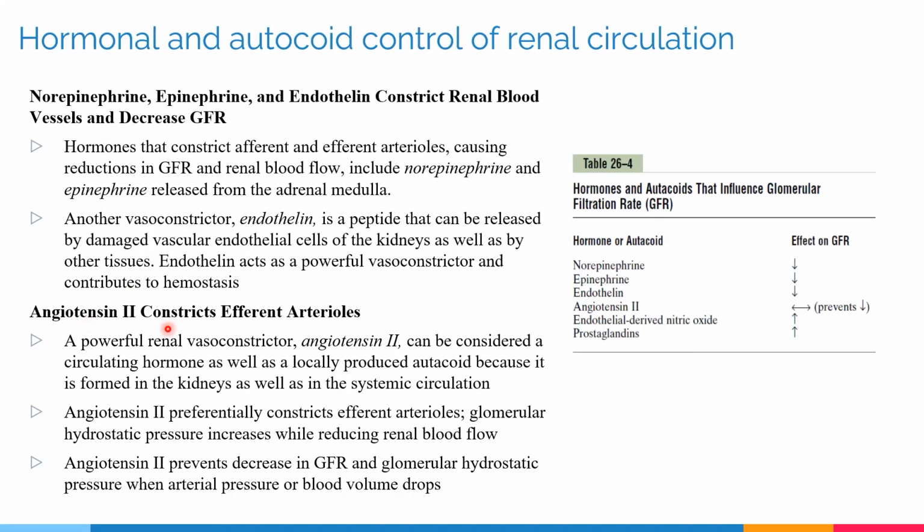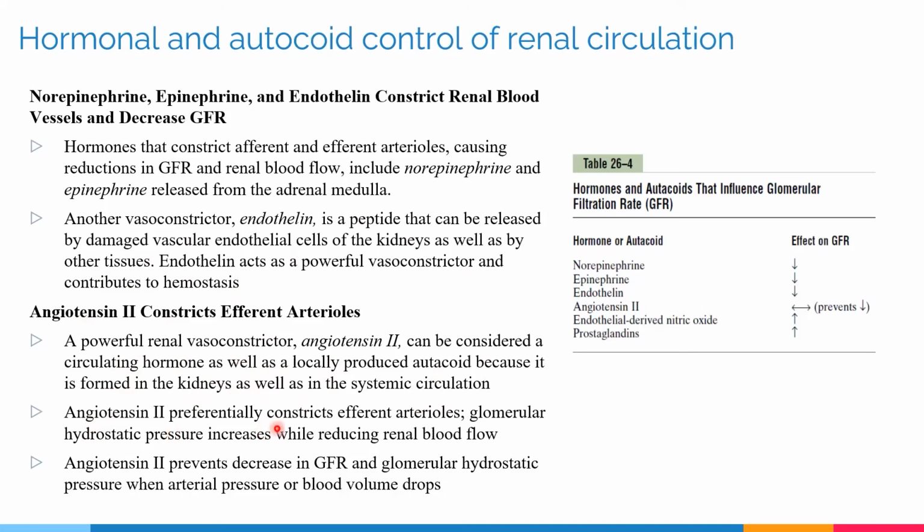Angiotensin II constricts the efferent arterioles and is another hormone. A powerful renal vasoconstrictor, angiotensin II can be considered a circulating hormone as well as a locally produced autacoid because it is formed in the kidneys as well as in the systemic circulation.